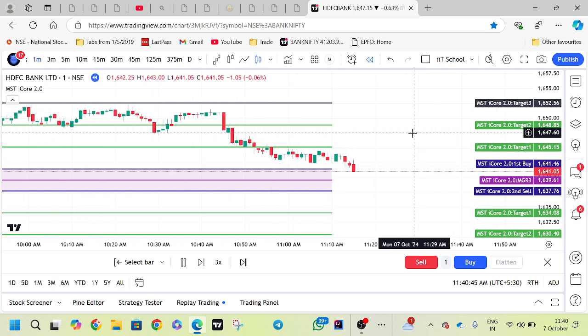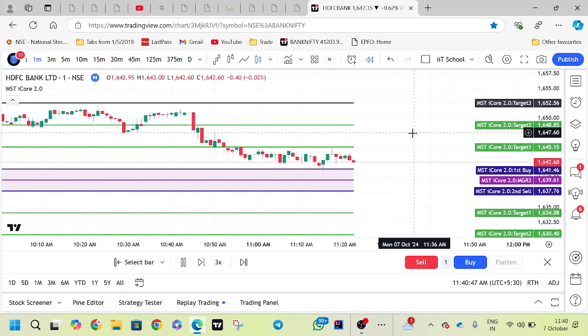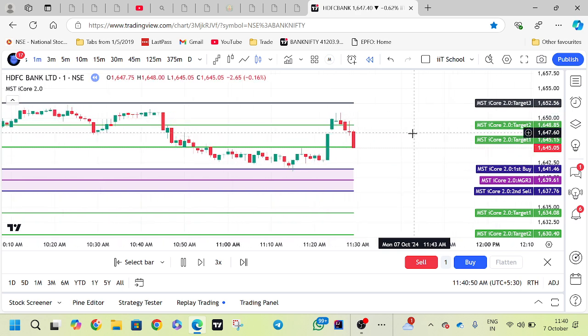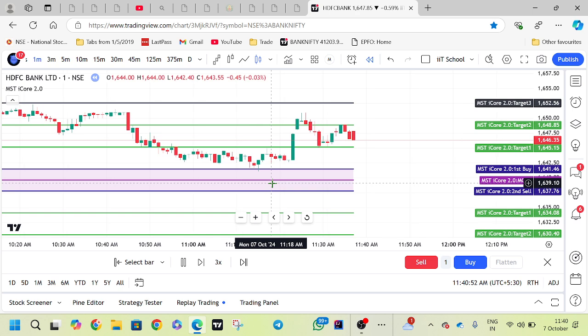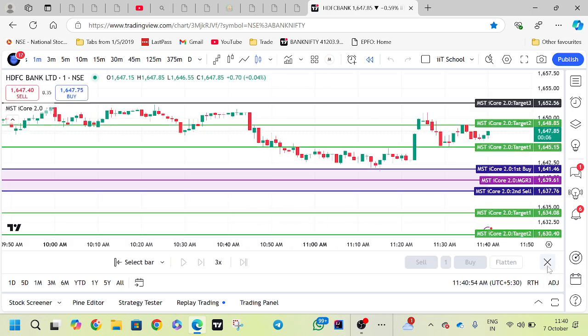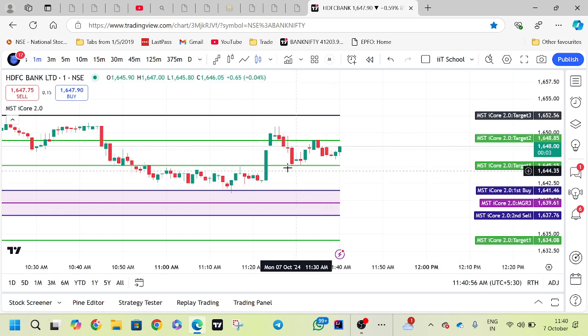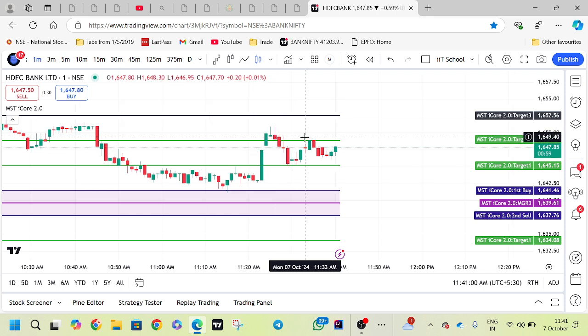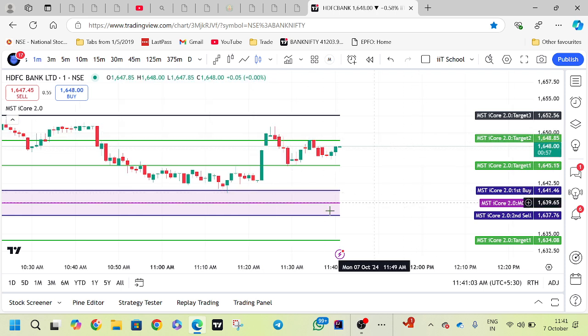Once again the market is coming. You can ask me, sir, can we take the entry again? Yes, you can take, no issue. Again we got a perfect entry, the same stop loss. And how many targets this time? We got 2.5 targets. At least we could have booked at the second target.